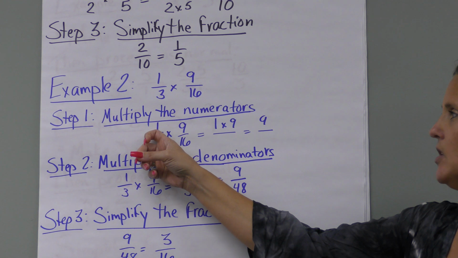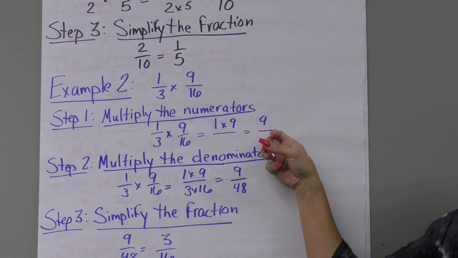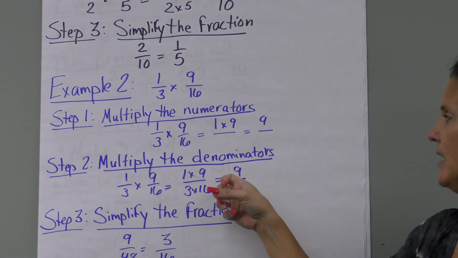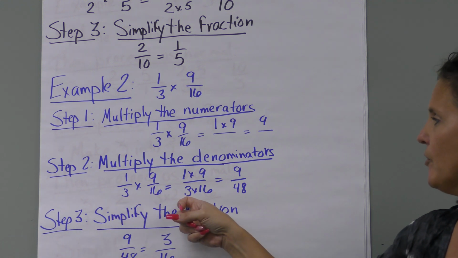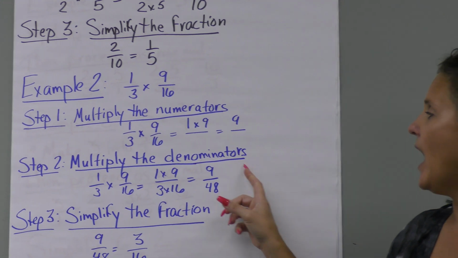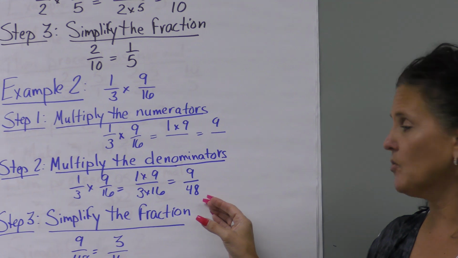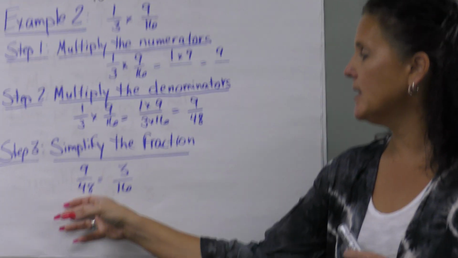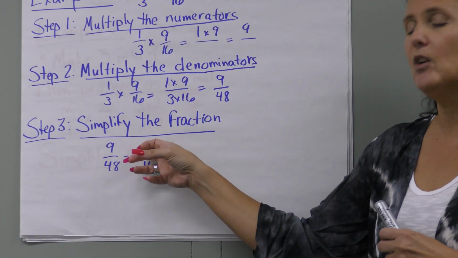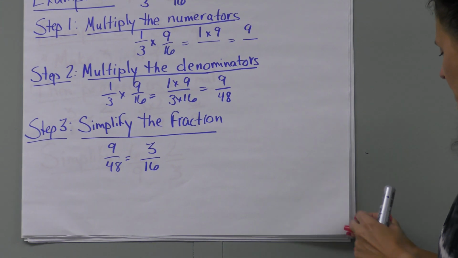Here are our numerators, the numbers on top. 1 times 9 is equal to 9. Then we're going to multiply our denominators. So we already have our 1 times 9 is equal to 9. We're going to multiply the 3 and the 16, which is equal to 48. So 9/48 is our answer. Can we simplify that? Yes, we can. So we can come down here. We can simplify this. 9/48 is equal to 3/16.